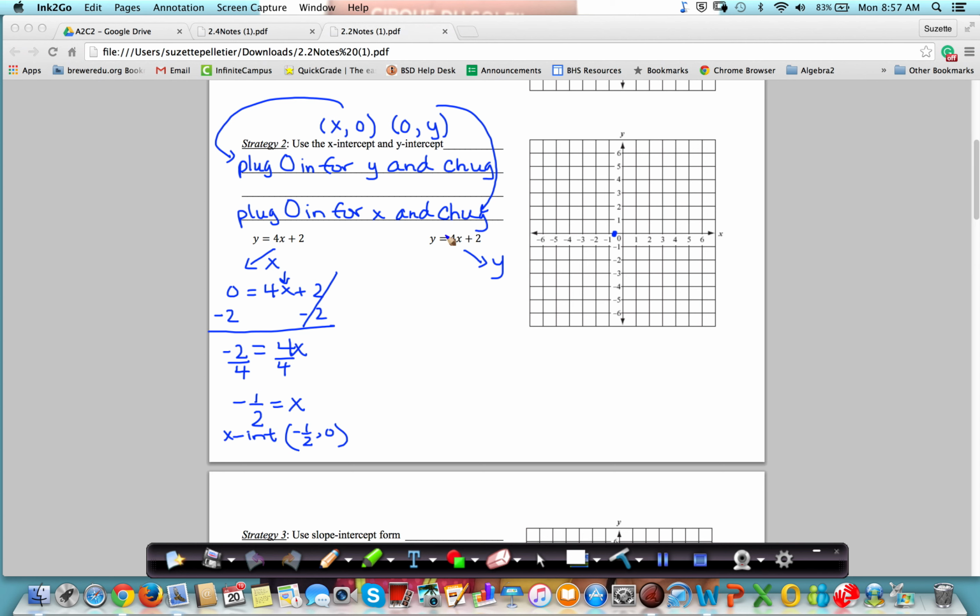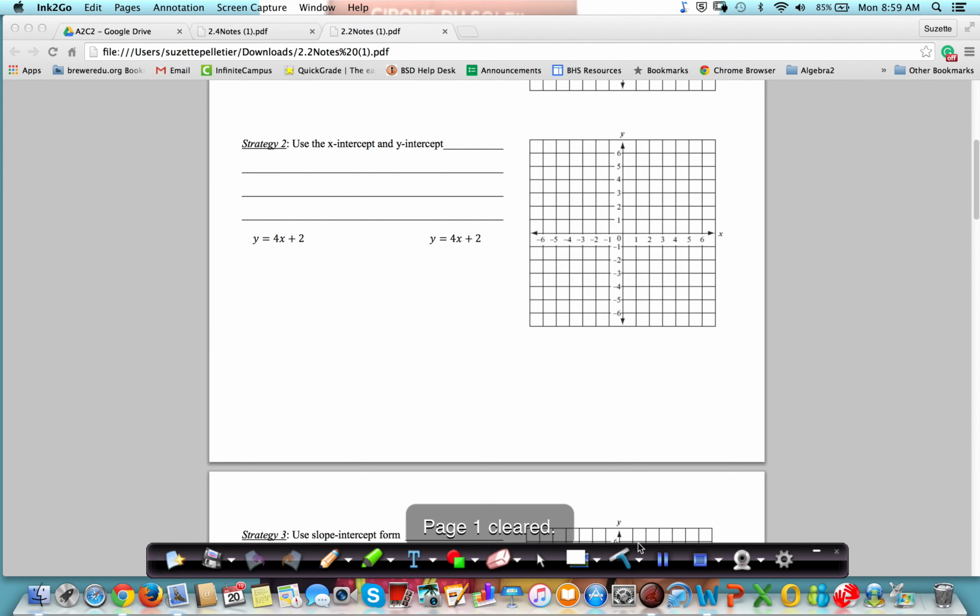Okay, now let's look for the y-intercept. If I'm looking for y, I plug 0 in for x. 0 plus 2, y equals 2. So when x is 0, y is 2. That means it's crossing the y-axis at 2. And so again, if you use your ruler, there you go. So you find where it crosses the x, where it crosses the y, and you connect the two, and that gives you where your line is on the coordinate board, graphing a line using the intercepts to help you figure out where it's at.